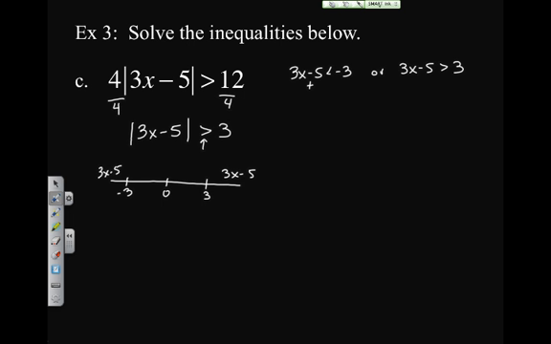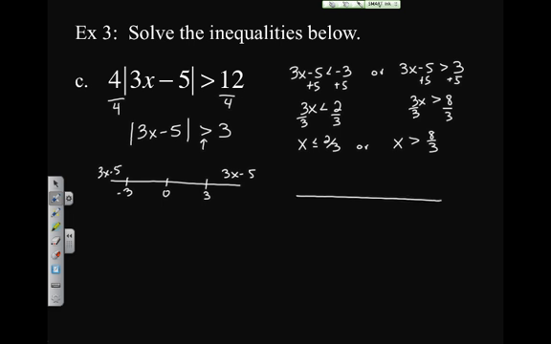So to solve this, we add 5. So 3x is less than 2, divide by 3, and we get x is less than 2/3. Or add 5 again. So 3x is greater than 8. Divide by 3. X is greater than 8/3. So there's our solution. And then again, to graph that, we've got 8/3 and 2/3.